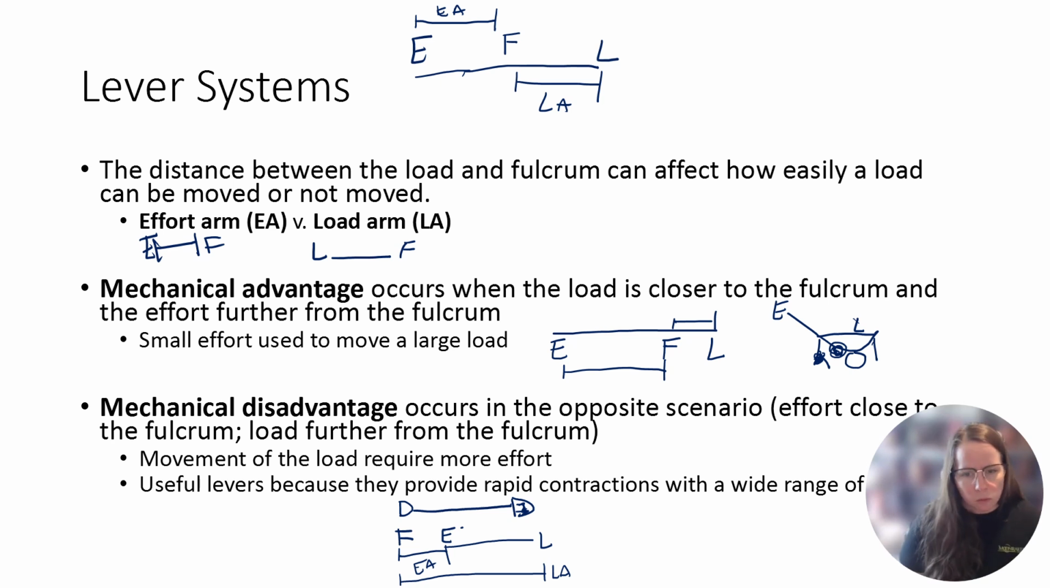So what happens with mechanical disadvantage? The first thing I want to say is we always hear the word disadvantage and we put a negative connotation to it, like, oh, it's bad. That's not what we mean here. It's just the opposite effect. It's not bad, it's just another way of doing something. This is how most of the muscles in our body are actually oriented, in this sort of mechanical disadvantage state. We have to put in more effort to move a load.